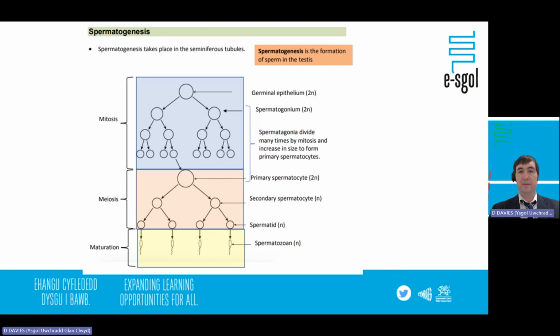The germinal epithelium is a cell in the wall of the seminiferous tubule. If you can imagine, this is a cross section of the seminiferous tubule, and I've got my kilometre of these. So this is a cell from here, in the wall of it. It undergoes mitosis, so these germinal epithelium cells divide to produce spermatogonia.